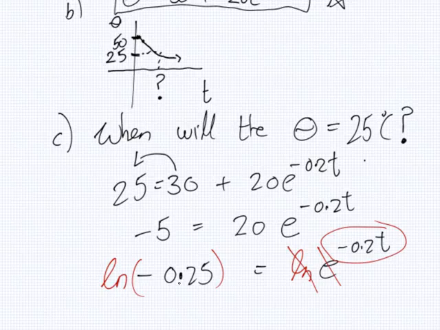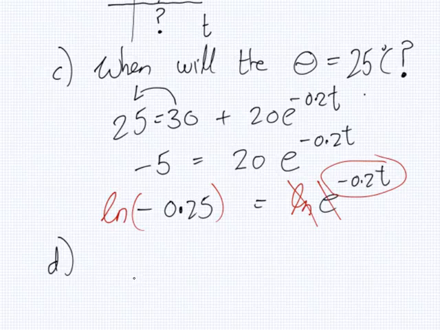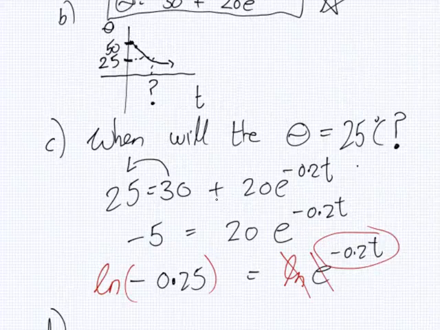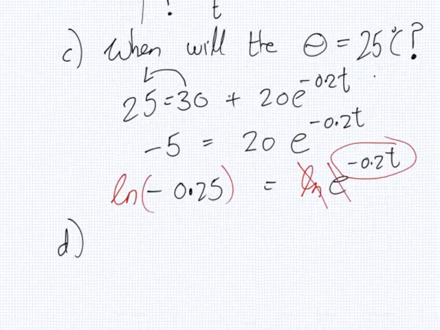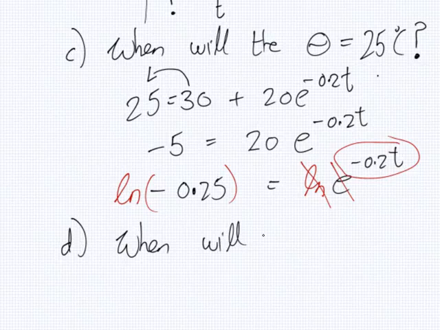Yeah, so it means that the temperature in the room must be more than 25, because the cup never reaches 25. It never cools down to this temperature. So I'll give you another one to do, but we'll make it a little bit easier this time. What did we go with last time? 25, wasn't it? So let's say this time, when will the theta equal 30?